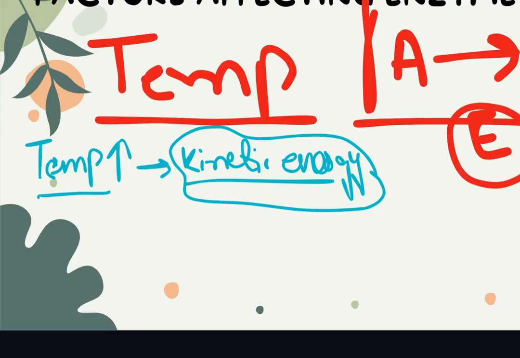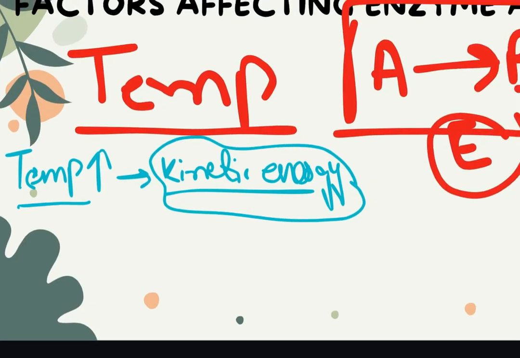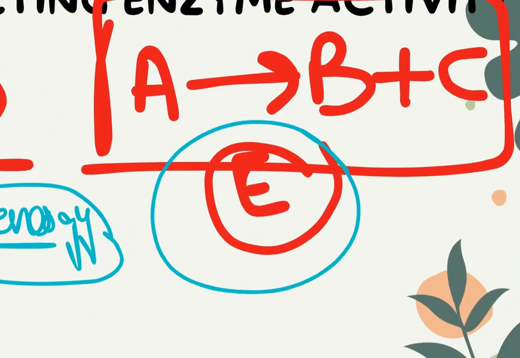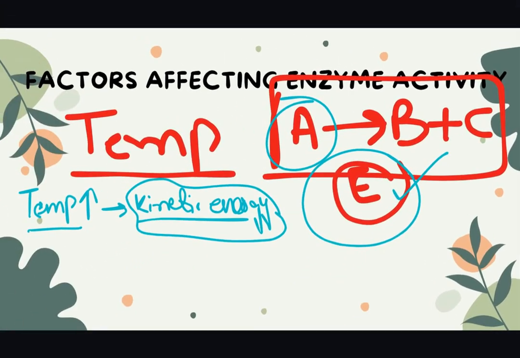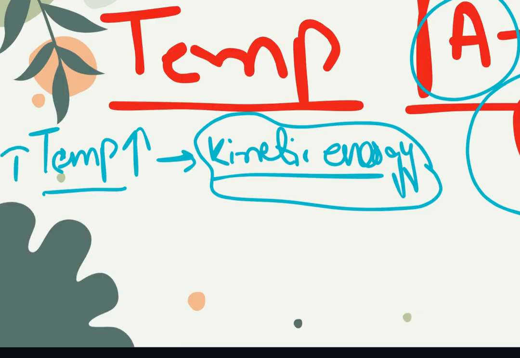Now, the kinetic energy of which things starts to increase? The enzyme and the substrate, because these are the two things that I have. A is my substrate, my reactant on which my enzyme is working, and the other molecule is an enzyme. So as I slowly increase the temperature, my kinetic energy also increases. That means there's a direct relationship between your temperature and your kinetic energy, which basically means that your enzymes and your substrates start moving faster.